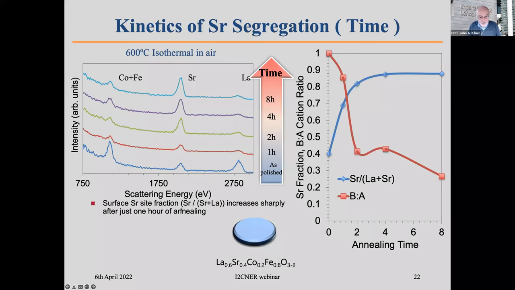So it's clear from these experiments that this happens very quickly. The surface strontium comes out after just 1 hour. There's a bit of a plateau after 4 hours. I think this may be a little bit of an experimental artifact, actually. I think that it's just that the time scale gets much longer, but the strontium continues to come out. The B/A ratio is steadily decreasing. We're getting A rich on these surfaces. And there are significant changes, as I said, just after 1 hour.